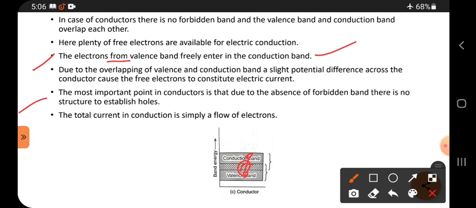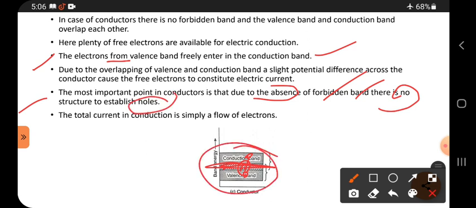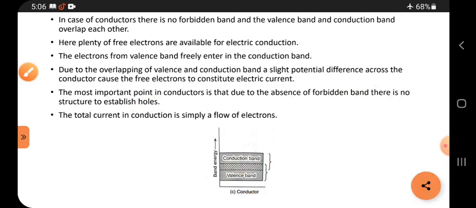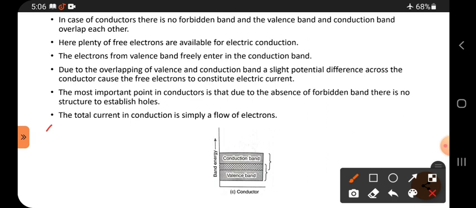Next, the most important point in conductors is that due to the absence of a forbidden band, there is no structure to establish holes. That means holes cannot be present in a conductor. The total current in conduction is because of the flow of electrons only.